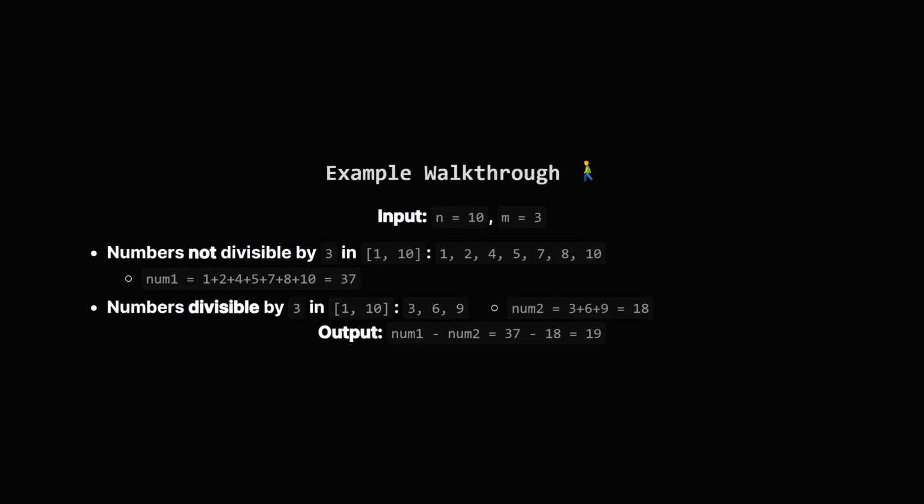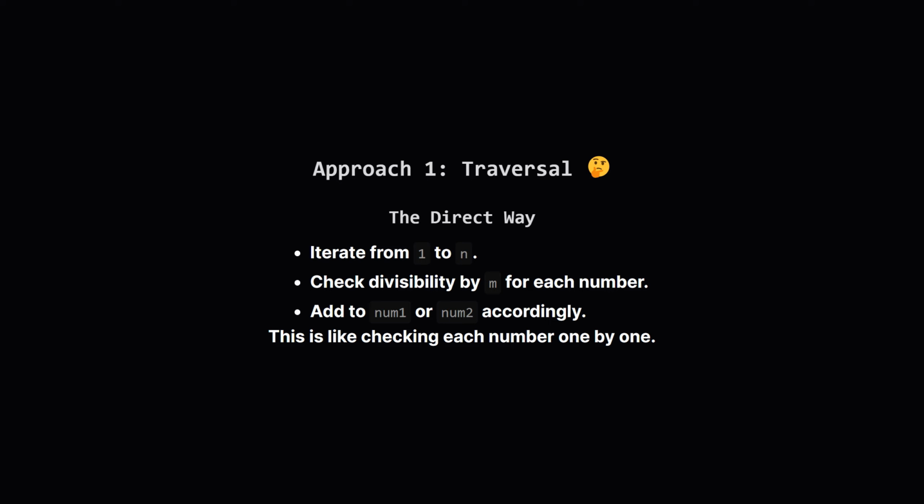Next, we find all numbers between 1 and 10 that are divisible by 3. These are 3, 6, and 9. Adding them up gives us num2, which is 18. The problem asks for num1 minus num2, so that's 37 minus 18, which equals 19. And that's our answer. Okay, what's the first way we might think of solving this?